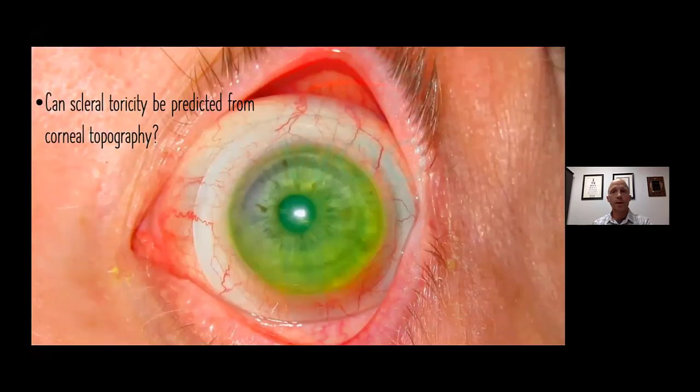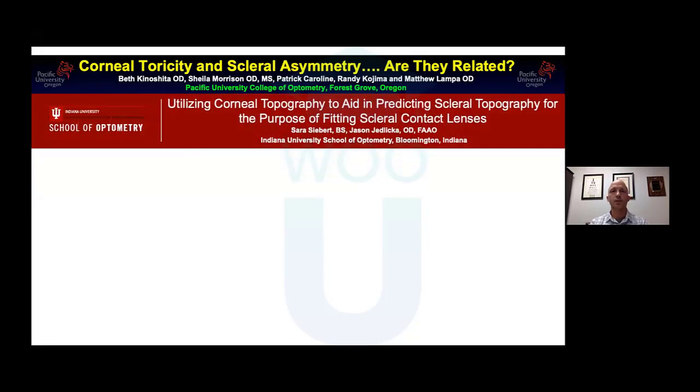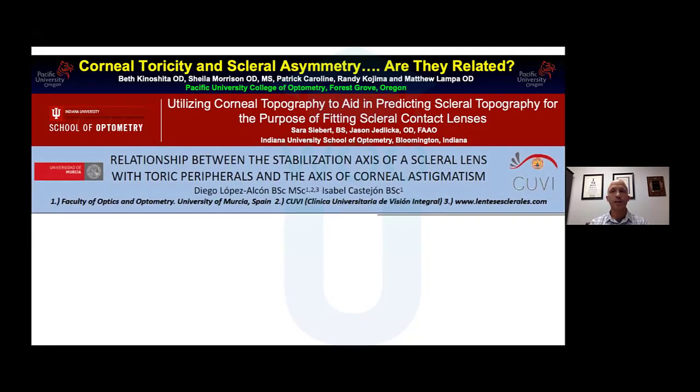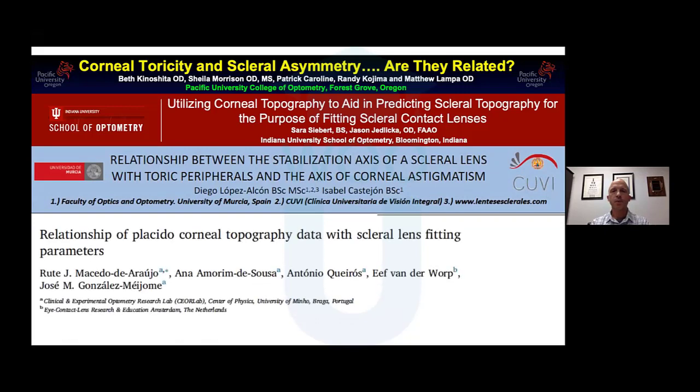But one question we might have about corneal topography is, can scleral toricity be predicted from corneal topography? Can we use our measurements from corneal topography to help us fit more advanced scleral lens designs, such as those incorporating toricity? Well, this has been studied quite a bit, at least initially through small pilot studies. Most of this data showed that there was not a relationship between what was happening on the corneal surface and out onto the sclera.